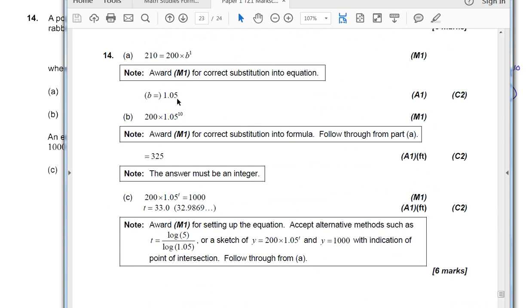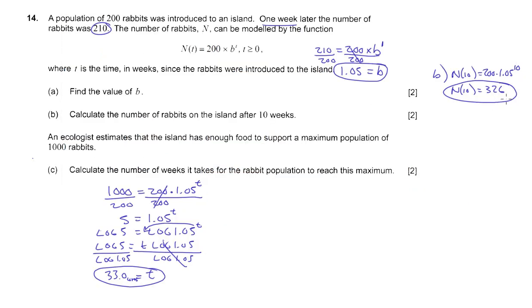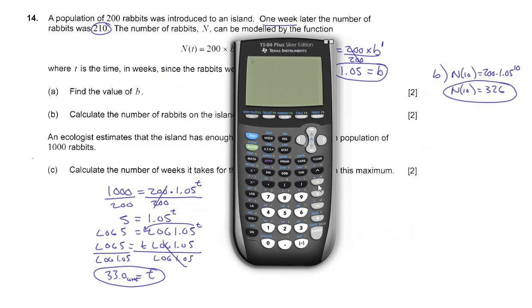We got b was 1.05. Okay. The second part, we took 200 times 1.05 to the 10th power, and we got 325. Is that what we got? Ooh, we got 326. There is a problem here. Let's double check our math here, or my math. Let's be specific. 1.05 to the 10th. 325.77.